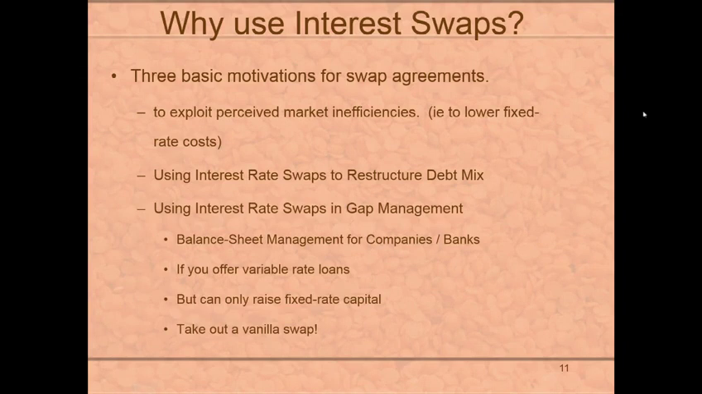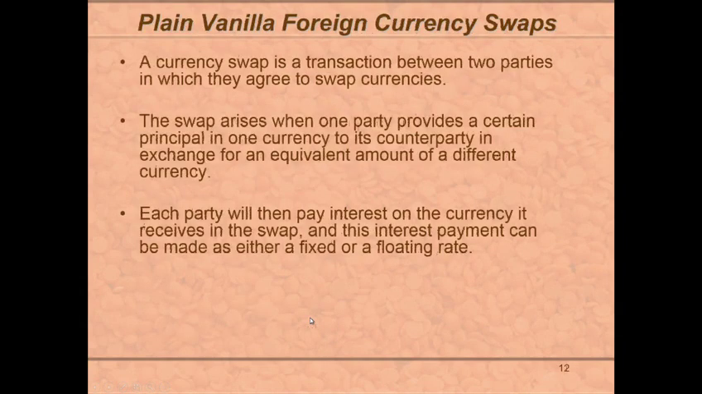So these are basically gap management, right? Balance sheet. So this has to do with duration, which you would have studied in your fixed income, right? Because fixed income is a prereq. So next we move on to currency swap.